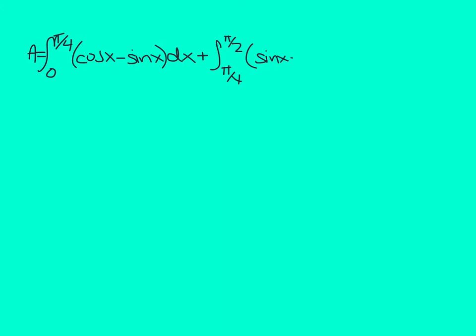All right, so the first half of my integral, or the first half of my area, I'm going to write A equals, it's going to be from 0 to pi over 4. At that point, cosine is on top and sine is on the bottom. So I'm going to write it as cosine minus sine. The second portion is going to be from pi over 4 to pi over 2. For that part, the sine is on the top and the cosine is on the bottom.